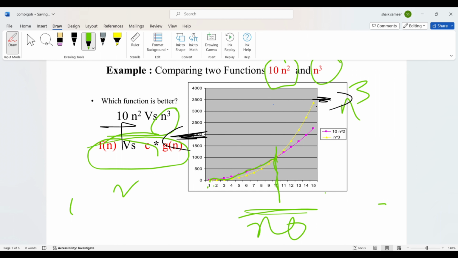Understand? This is how we compare two functions by using the graph of Big O notation. In the next tutorial also we will solve some more problems related to Big O notation. Okay, thank you.